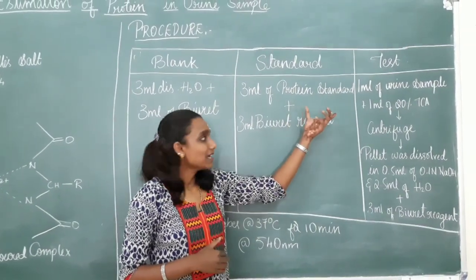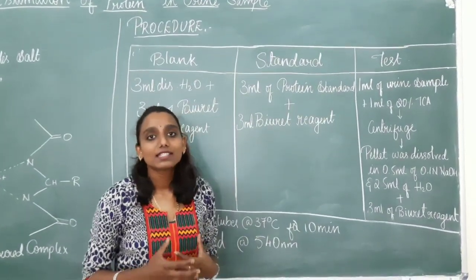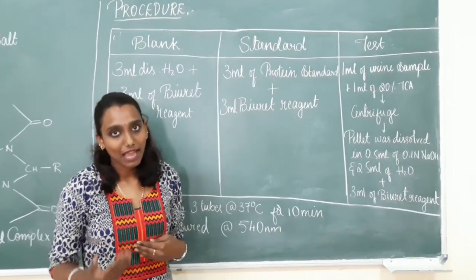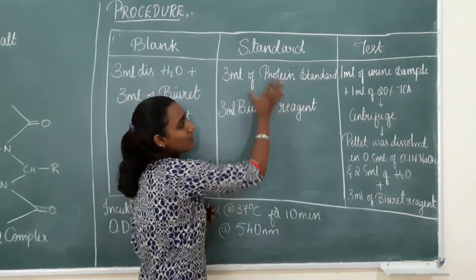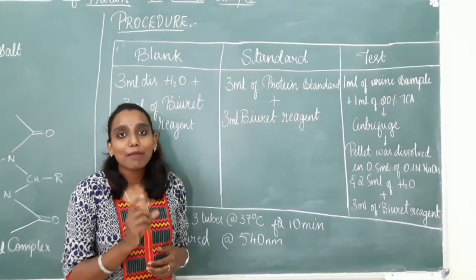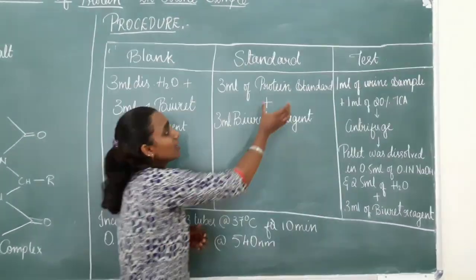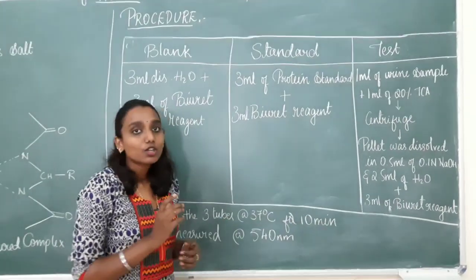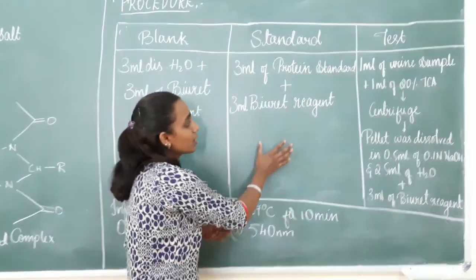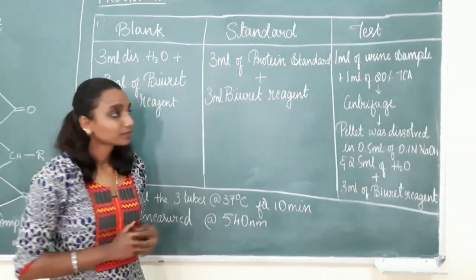For protein standard, we are going to take bovine serum albumin. We are going to prepare 1% of bovine serum albumin, which is going to act as our protein standard. So here we are going to take 3 ml of 1% protein standard, to which we will add 3 ml of biuret reagent, which is going to act as our standard.